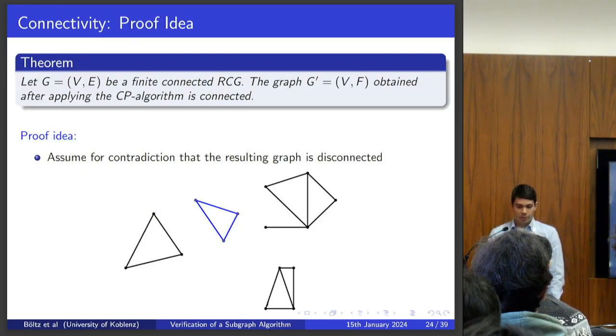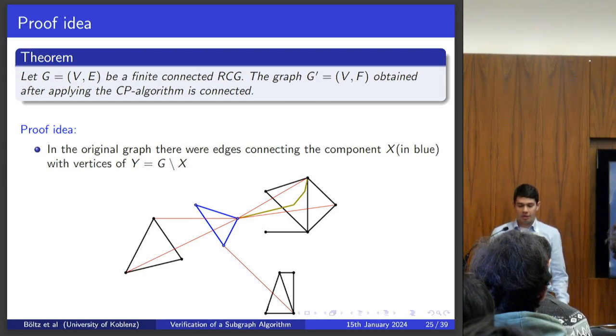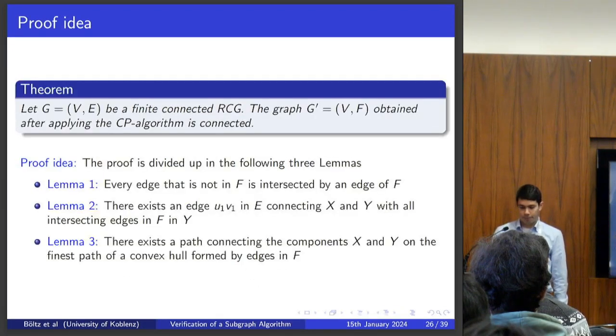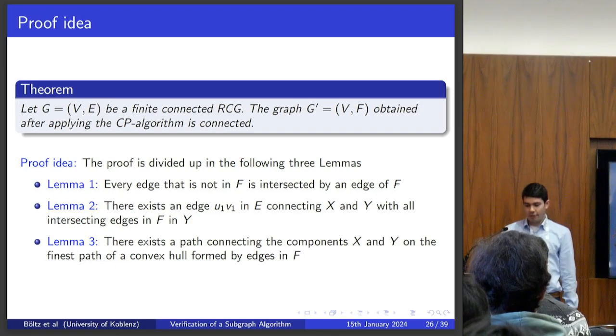So now to the idea of the correctness proof. We assume for contradiction that the resulting graph is disconnected, but we know the initial graph was connected and there were edges connecting this blue component X with vertices outside this component. And our goal is now to find a path connecting the components X and Y. The proof is done following the 3 lemmas.